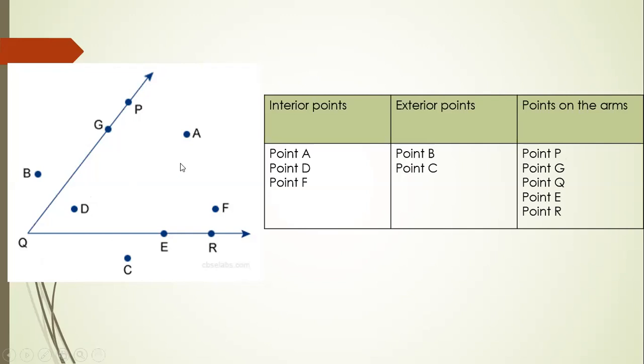Whereas point D, point A and point F are points which are inside this angle's region. So these are called interior points. Whereas B and C are points which are outside of this region. That is why they are called exterior points of this angle.